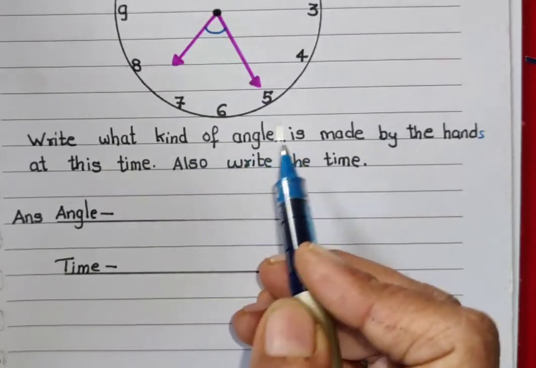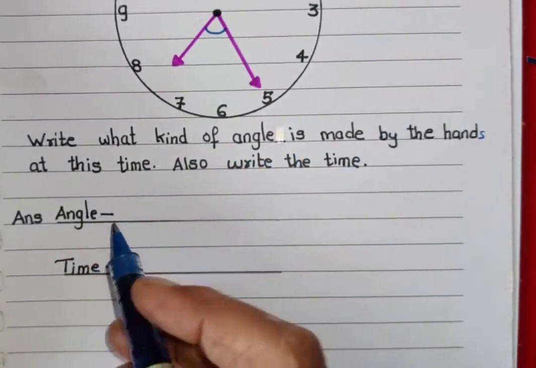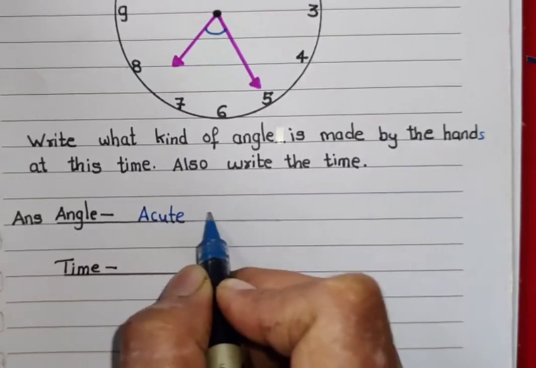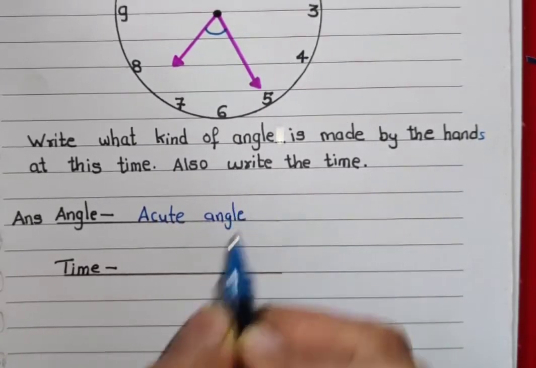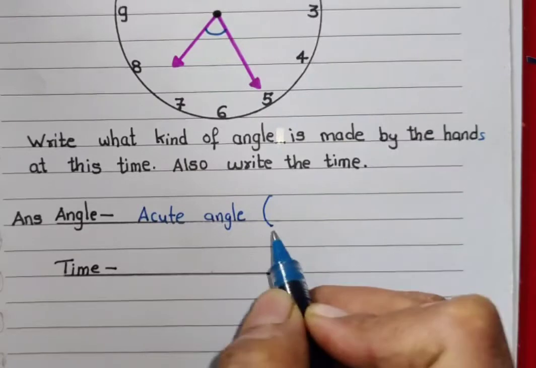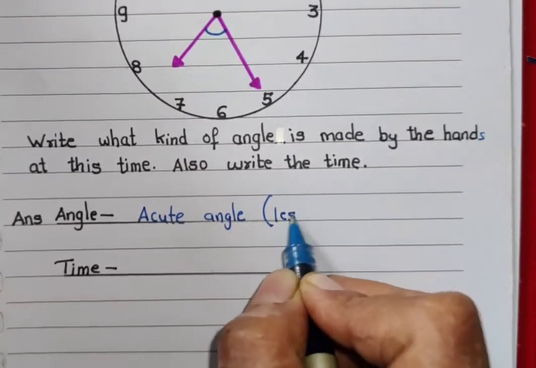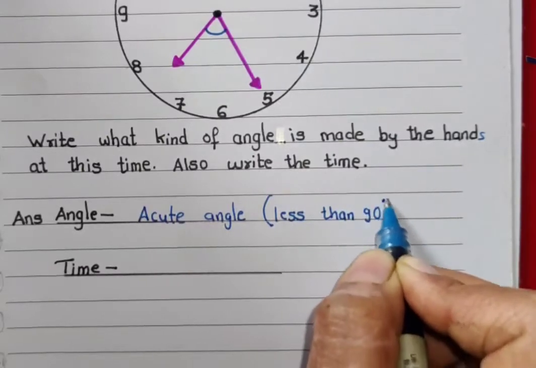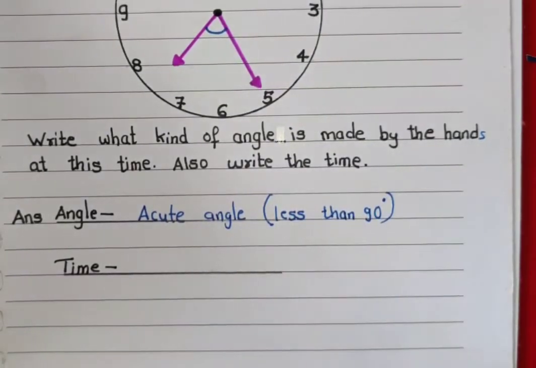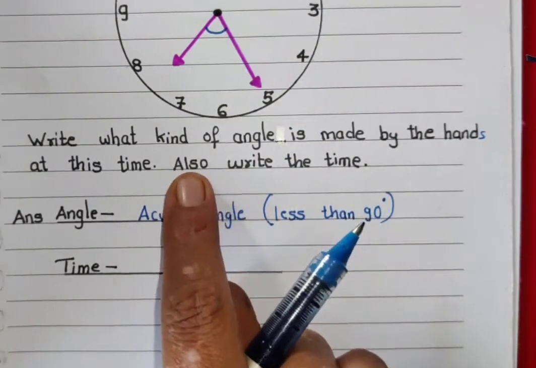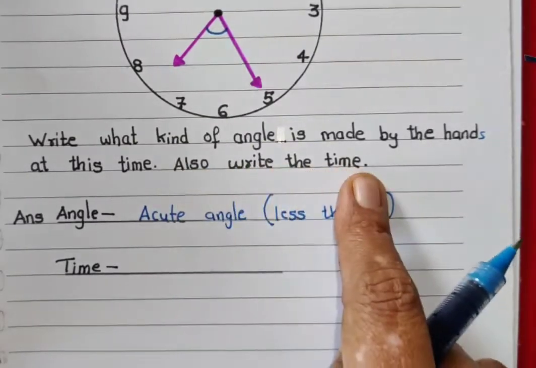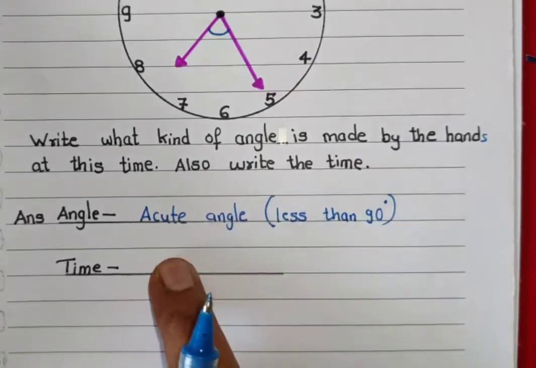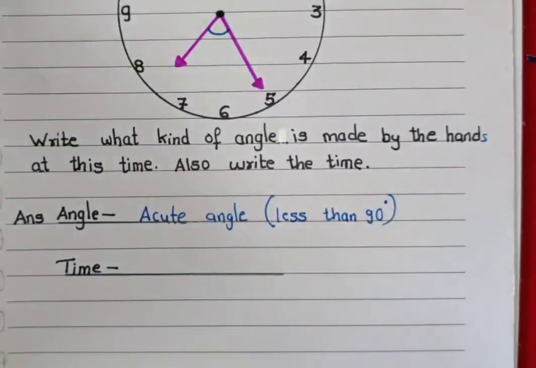So we have to write the name of the angle. What kind of angle is made? We are going to write the name of the angle as acute angle. Okay. If you want, you may write down less than 90 degrees. Now you have to write the time also. Write the time if it is asked in the question. If it is not there in the question, don't write the time.